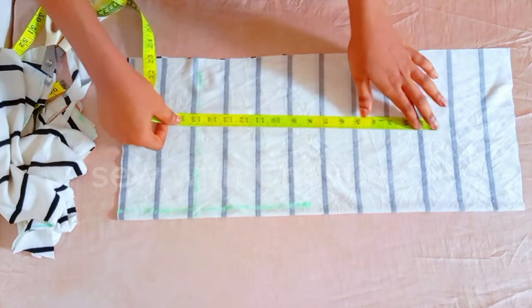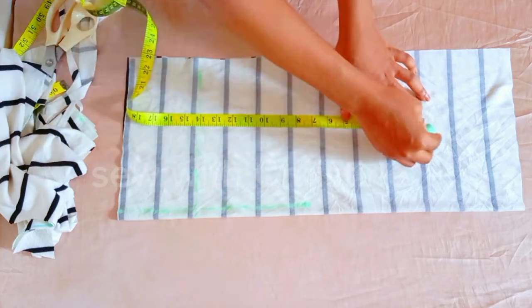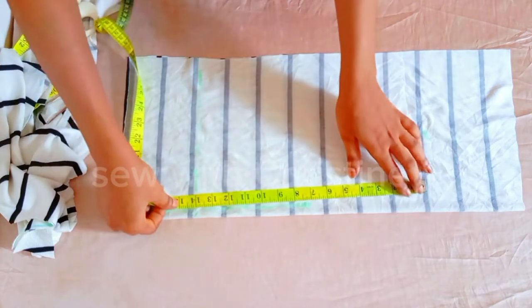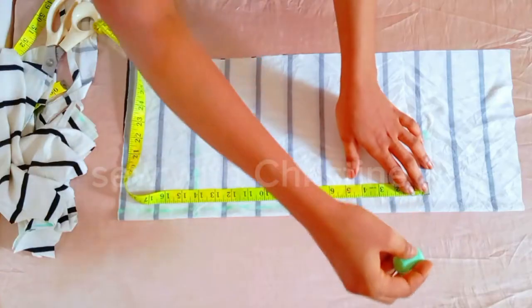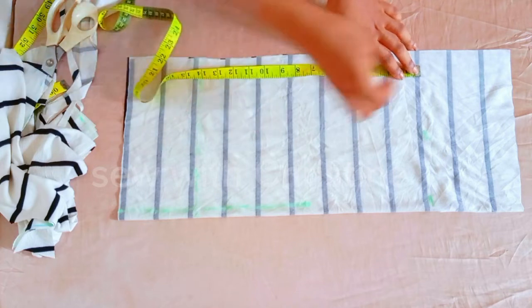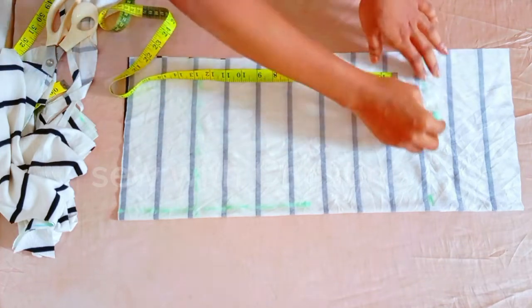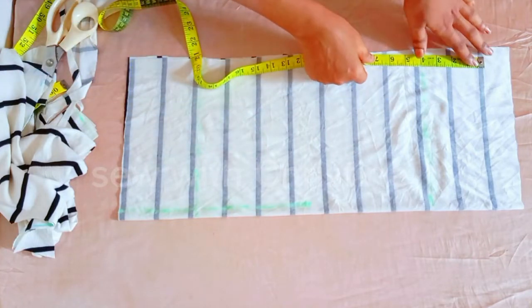I'm going to go up by 14 inches from the area I marked 4.5. I'm going to mark 14 inches. To get this measurement, measure from the midpoint of your head to the base of your neck. I'm going to connect the points together to get a straight line. Then from these 14 inches, I'm going to extend my length by 4 inches.